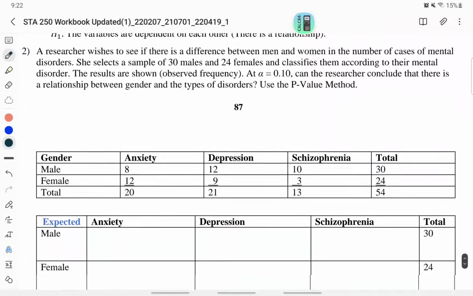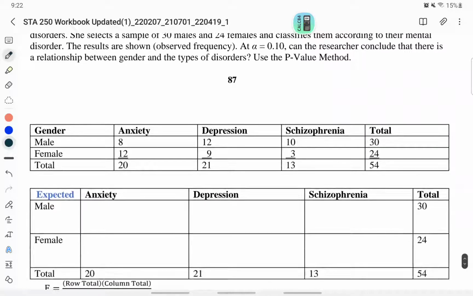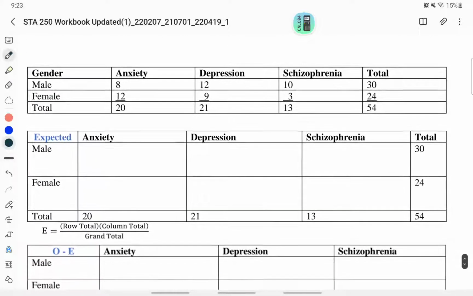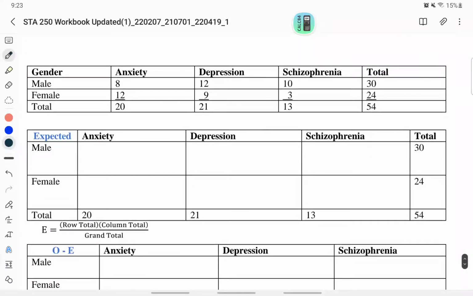So here's our table. We have gender, and we have our 3 types of mental health situations: anxiety, depression, and schizophrenia. Before we can move forward, it is best for us to compute the test value first, which means we're going to need the expected frequency. And to compute the expected frequency, it is the row total times the column total divided by the grand total.